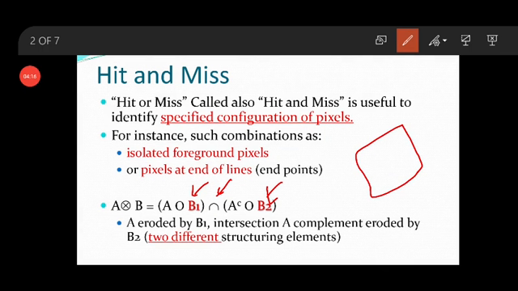Now we will see the importance and the applications of hit and miss. It seems to be a very simple operation. Now let us consider an example so that I can make the content on this equation clear.